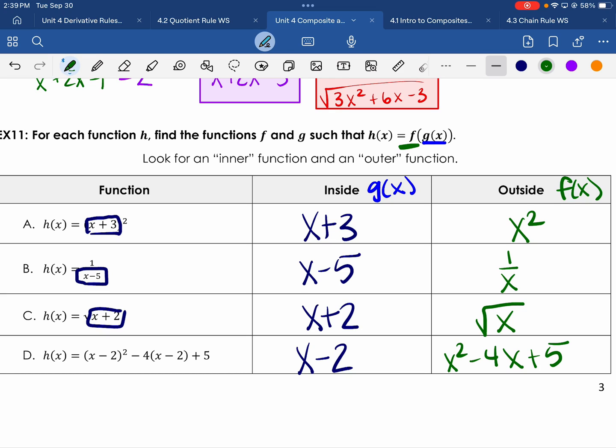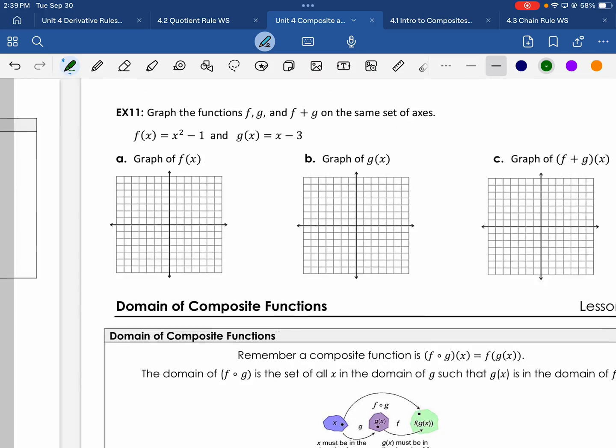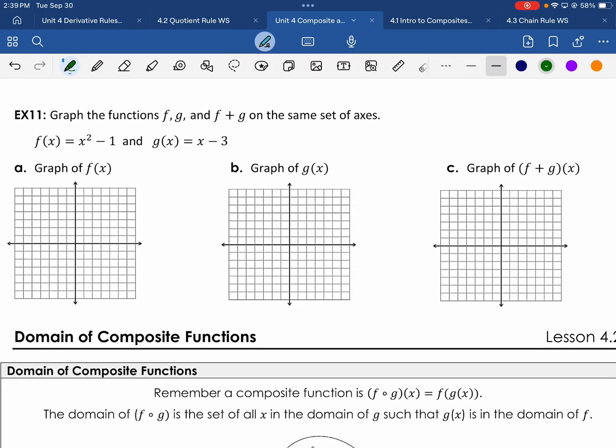All right, one other thing. Flip it over. All right, we got some graphs. So we have a graph of f. We've got the graph of g. And I want to figure out what f plus g of x is going to be.